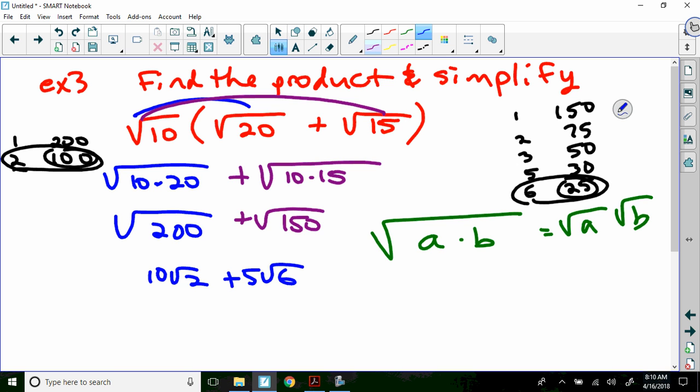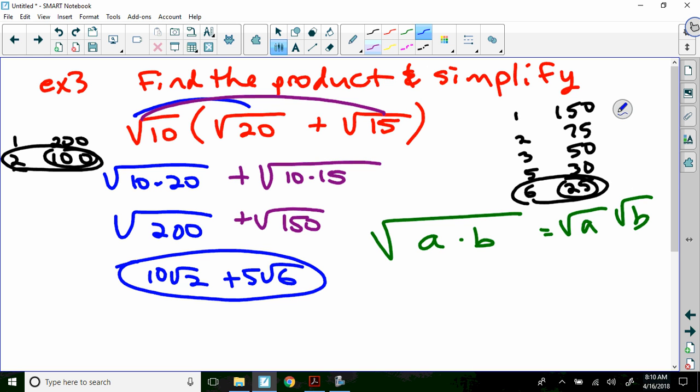Do we have any like radicals at the end? No. So that's it. We have 10 garbage trucks and 5 Corvettes. We can't make that 15 jet skis. I don't know where this stuff's coming into my head. How do we feel about multiplying like that, right? Okay. So that's the product of a monomial and a binomial with radicals.